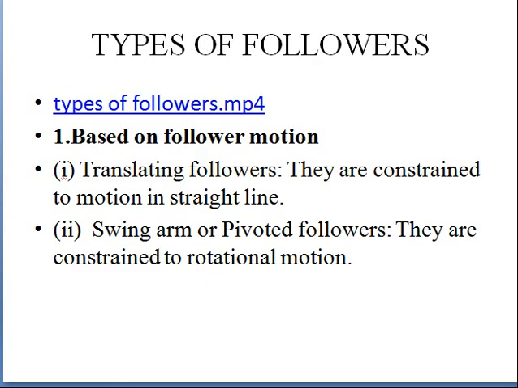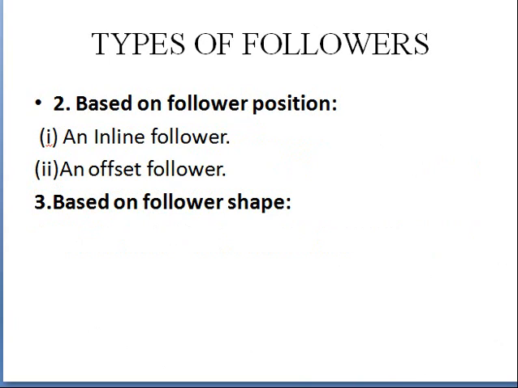First one is based on the follower's motion. First one is translating, next one is swing arm. Translating is moving up and down or sideways, means straight motion, and swing arm motion is having some swing type, just how we have in watches and all. Next one is based on the follower position, an inline follower and an offset follower.